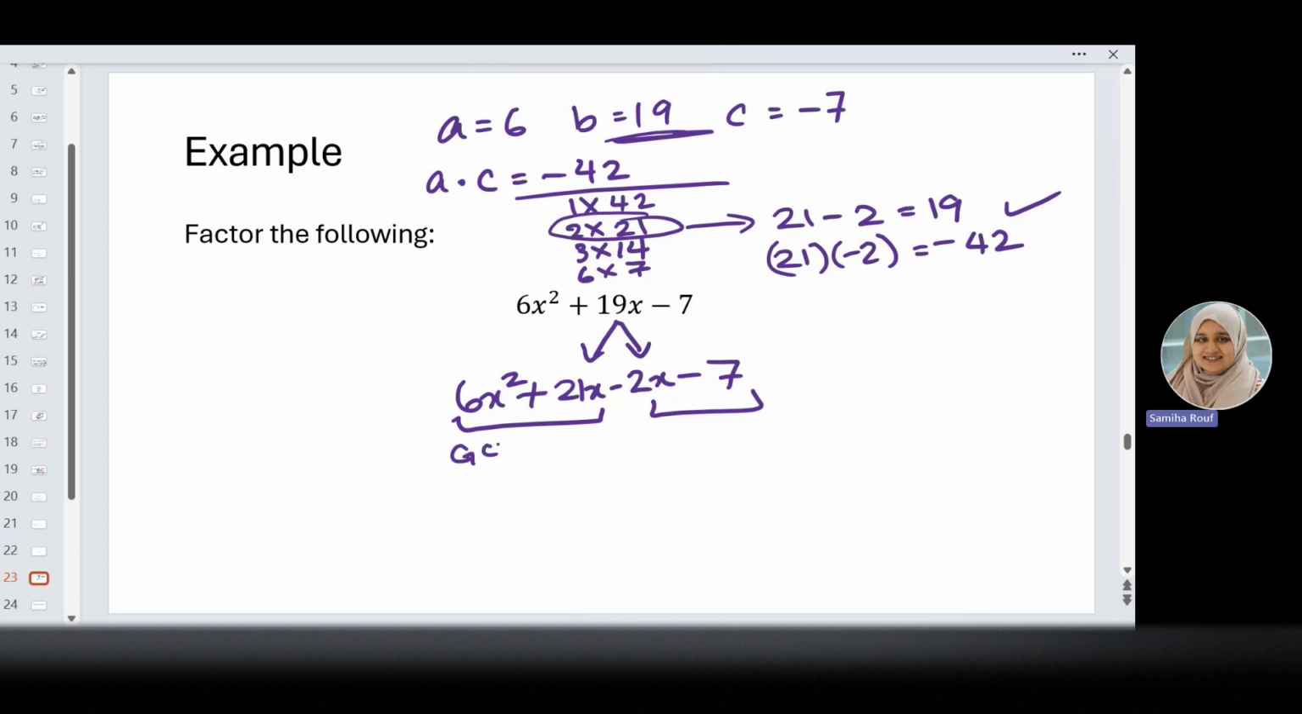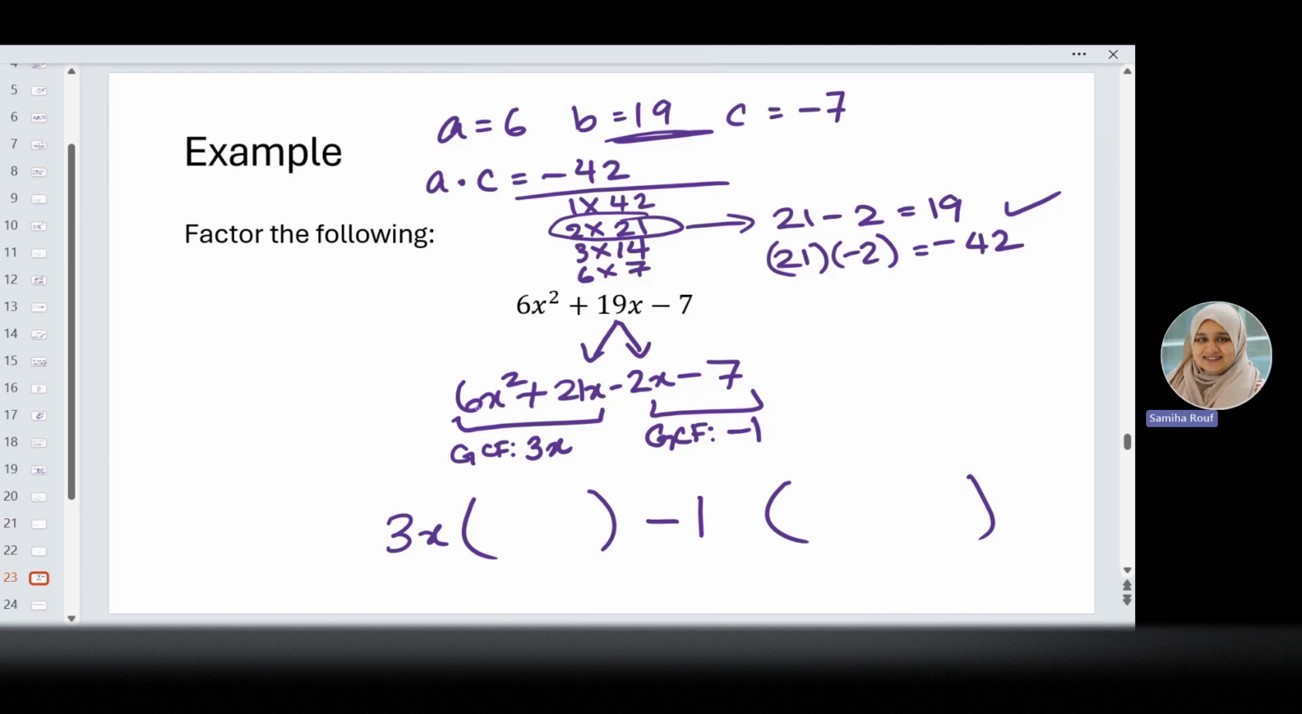For the first pair, numerically, 6 and 21 can both be divided by 3. And then between x squared and x, we can divide both by x. In the second pair, again, 2 and 7 are both prime, so the only thing that can divide them evenly is 1. But notice both of them are negative, so we're actually going to be dividing by -1. So now we have 3x and then -1.